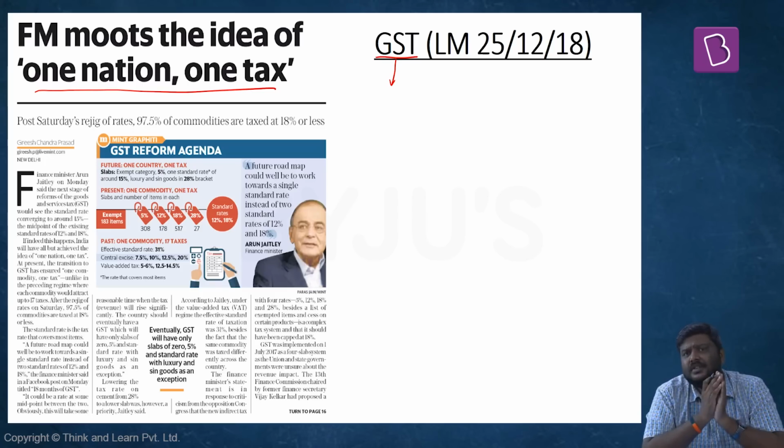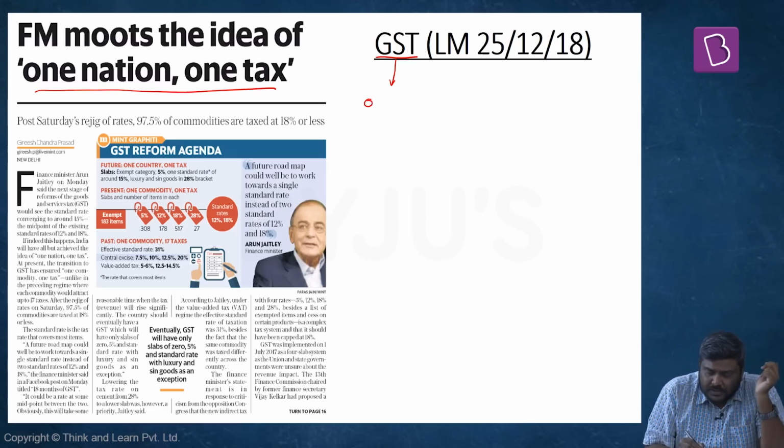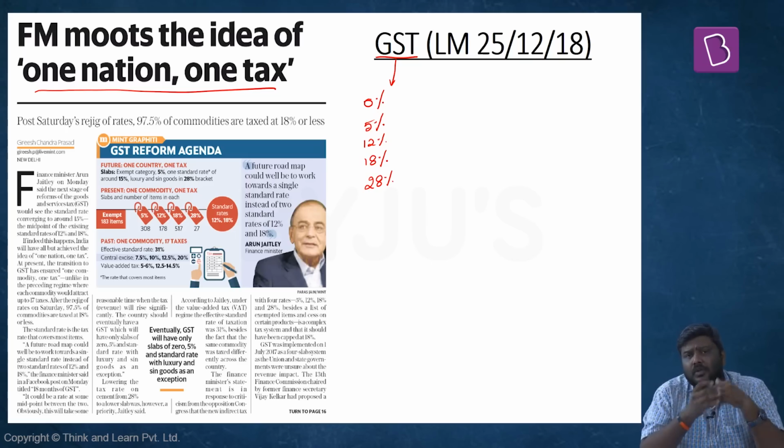Now, the present structure of GST is such that there are multiple tariff structures or multiple tariff slabs. For example, we have got a 0% slab, we have got a 5% slab, we have got a 12% slab, we have got an 18% slab, we also have a 28% slab. Apart from this, we also have 28% plus, we have got 3%, so on and so forth.